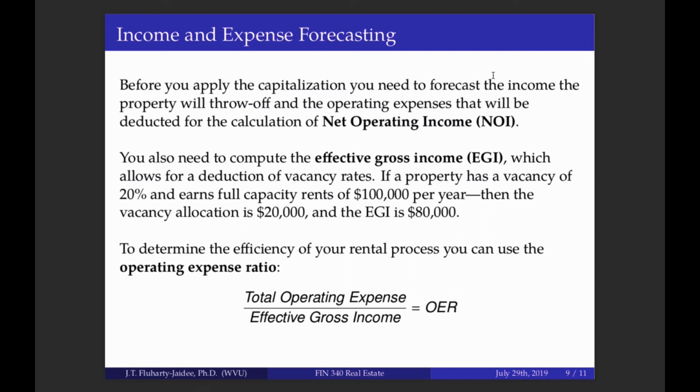Okay? To get the operating efficiency ratio or operating expense ratio, you're going to take the operating expenses calculated on the property, which is all of the utilities if you pay them as a landlord, property taxes, maintenance costs, management fees, etc. You're going to divide them by your effective gross income, and that gives you your OER. So this is a pretty easy method to use to calculate the efficiency of your rental property.